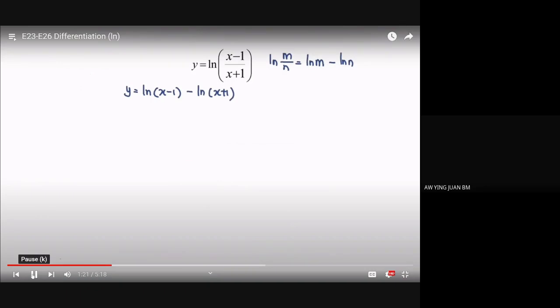Kindly refers to the question where we have y is equals to ln bracket x minus 1 over x plus 1. By using the properties of log, we have to split the situation, or we can say simplify. So here we have the properties where ln m over n is equals to ln m minus ln n. Y will be equals to ln bracket x minus 1 minus ln x plus 1. Differentiate the situation with respect.